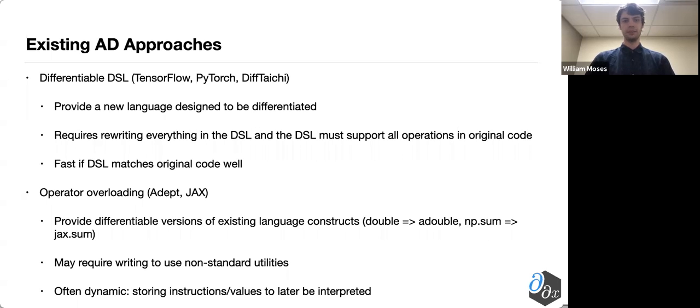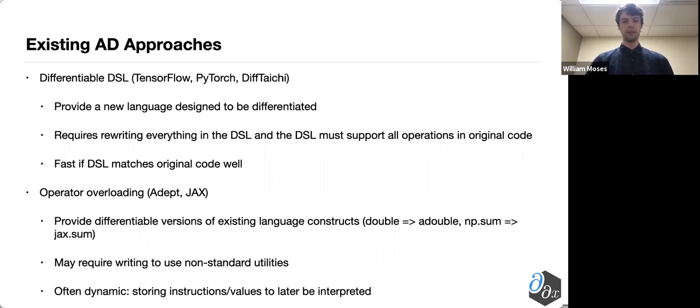Examples of this include Adept inside of C++ or JAX inside of Python. In essence, the idea here is rather than creating a new language where everything's differentiated, let's create new versions of specific language constructs that are specifically designed to be differentiated. So in Adept, you can have the notion of a double inside of C or C++, and instead of using your regular double type, you'd use this differentiable adouble type, and all of the operations built out of that are now differentiable. Similarly, if you're using JAX, if you have code that just uses NumPy operators, such as numpy.sum, you'd replace that with the equivalent jax.sum. And then that operation is known to have a particular derivative.